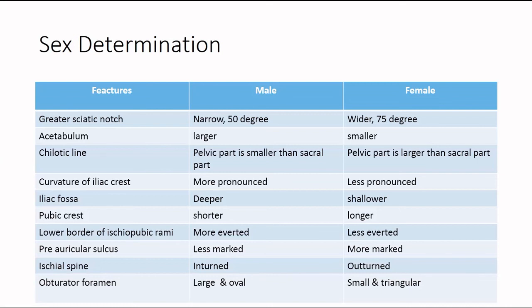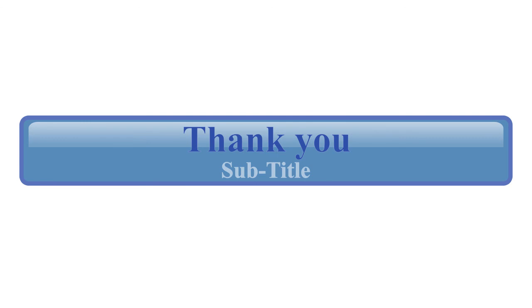Preauricular sulcus less marked in male and more marked in female. Ischial spine inturned in male and outturned in female. Obturator foramen is large and oval in male and small and triangular in female. So these are the 10 features for sex determination you must know.